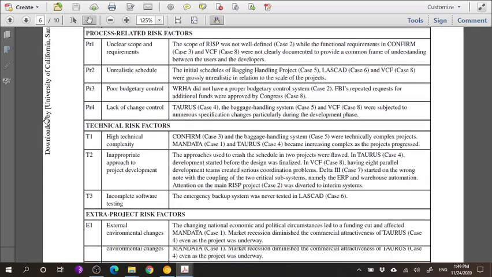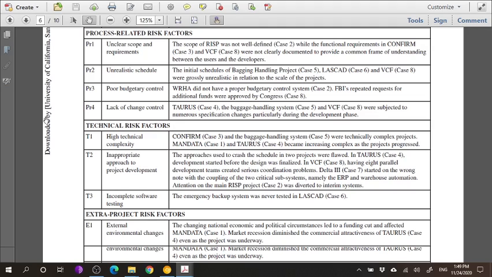Now let's look at some process-related risk factors that caused various of these projects to fail. The first process-related risk factor that we want to talk about is unclear scope and requirements. If your information system is not clear about what it's trying to achieve, what requirements it's trying to fulfill, what the scope of it is, what it is going to do and what it is not going to do, then obviously such a project will never last. So the project scope is very important.